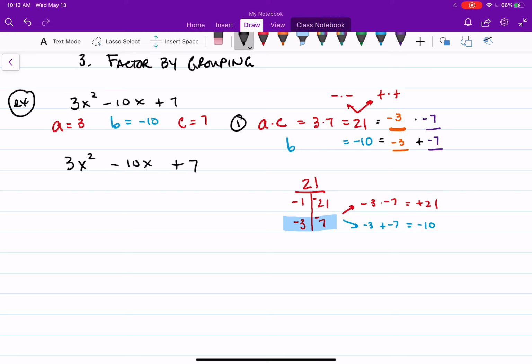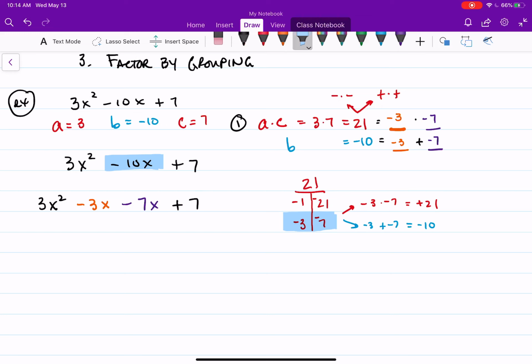Okay, and what I'm going to do is split. So I'm going to replace this result here with this, okay? So let's take a look at what that looks like. So I got 3x squared. Now, this is the part you want to watch. I got minus 3x minus 7x plus 7, okay?